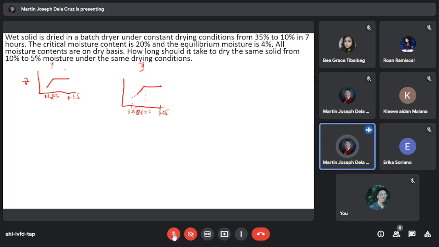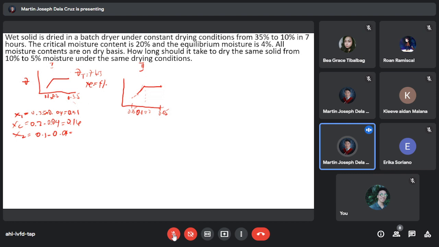So we're going to solve this first. So in here you have a total drying time of 7 hours. Okay? So we're going to use Q over ARC now. Sorry. So we have an extra equilibrium of 4%. Para hindi natin makalimutan i-subtract. So X1 now is equal to 0.35 minus 0.04 is equal to 0.31. Your XC now is 0.2 minus 0.04 is equal to 0.16. And your X2 now, 0.1 minus 0.04 is 0.06.